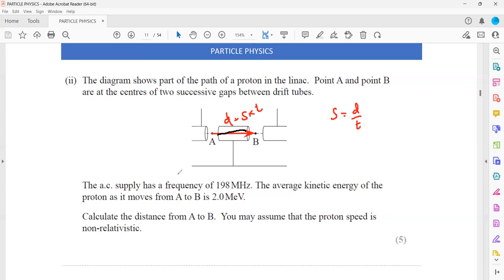So how to solve such a question? The frequency is given. Using the frequency, we can work out the time, because that will be the time taken for the polarities to change. As we know, every time it will receive the same potential. Say first this was negative, because it's a proton. So this is negative, positive. When the proton is at position A, it is negative, positive. Then when the proton is between the tubes, the terminals will change.